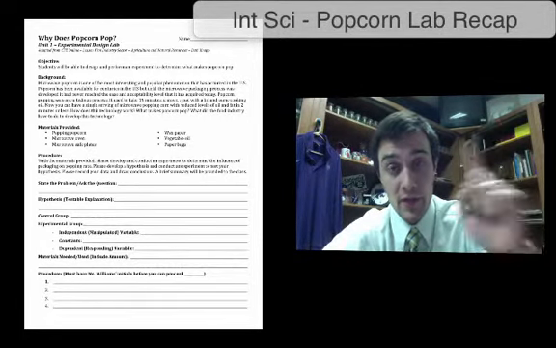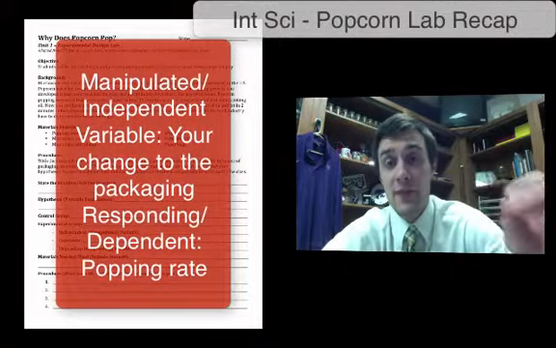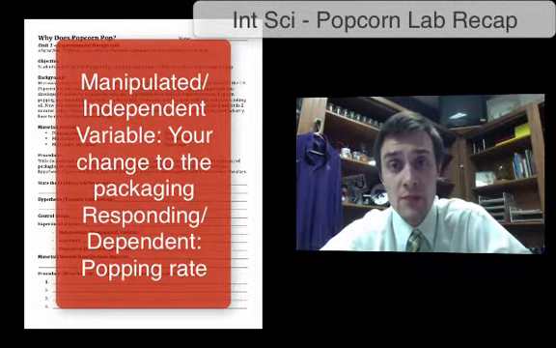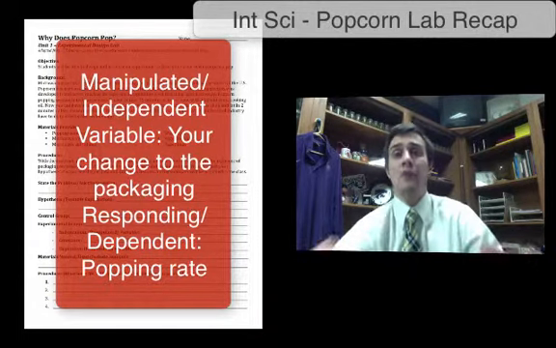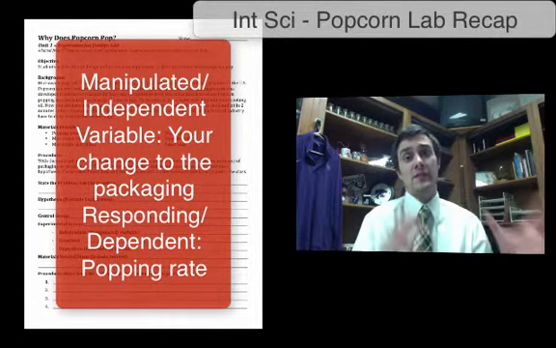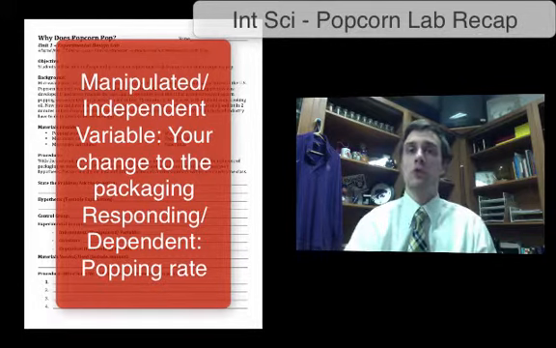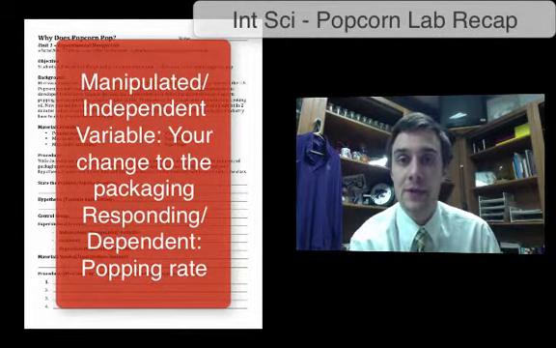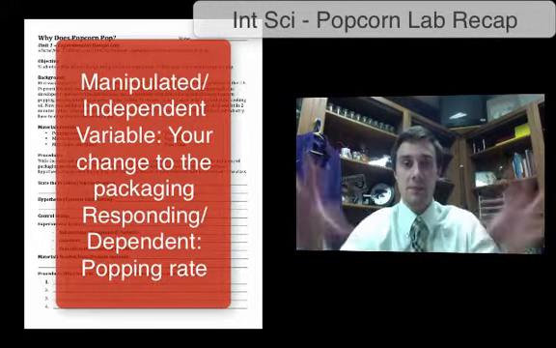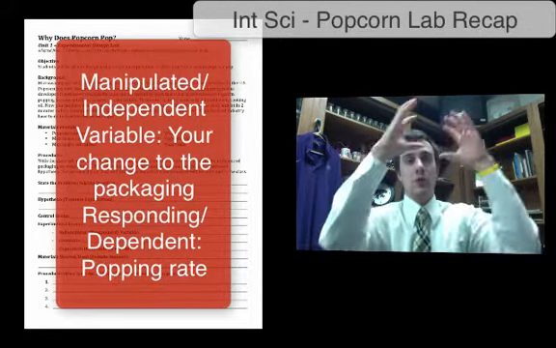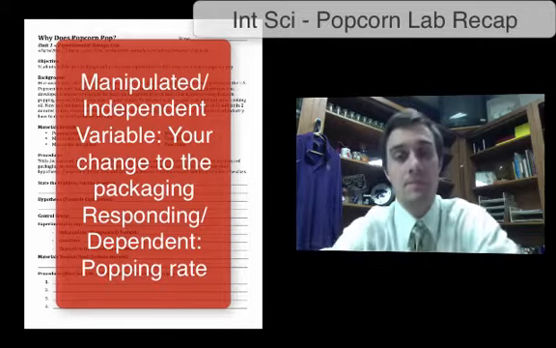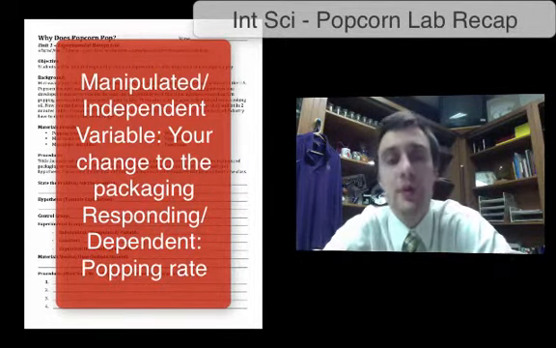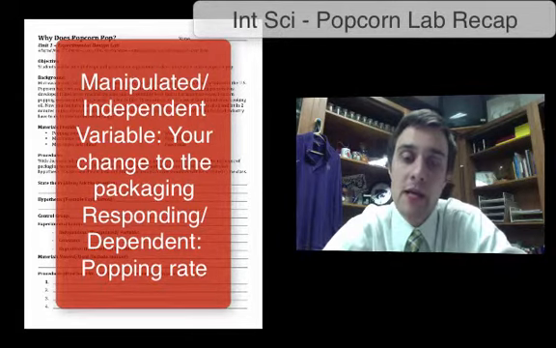That's your manipulated variable. That's your independent variable. The dependent variable, pretty simple. Popping rate. Okay, how do you measure the effects of that packaging? By how many kernels popped out of how many kernels initially were in that package. Okay, and a rate is something over time. How many kernels popped? Over time. There you go. That's your responding variable, your measurable variable, your dependent variable, all mean the same thing.